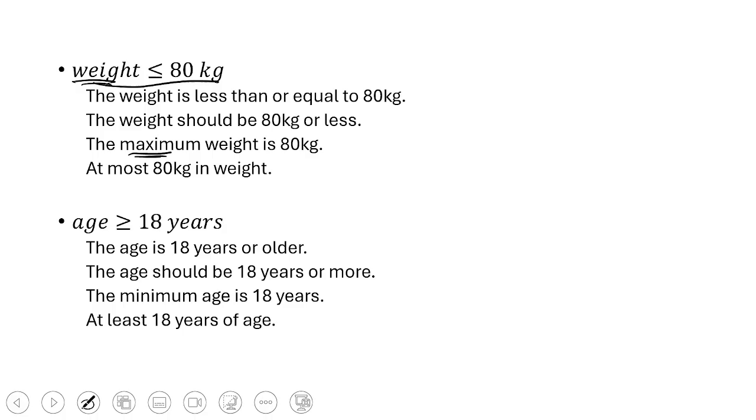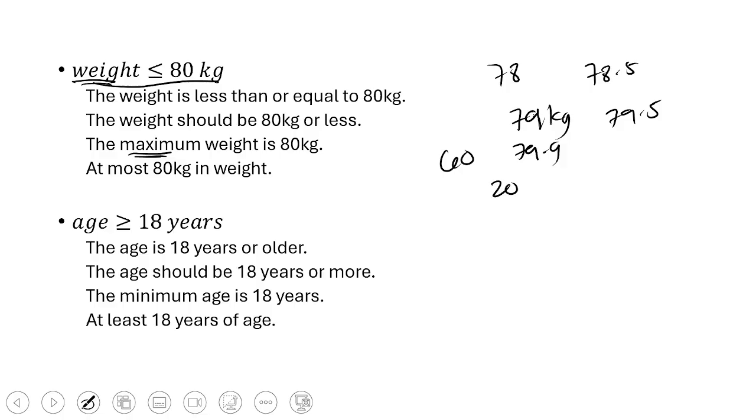So when we say maximum, this is the biggest number that we would accept. You would accept 79 kilograms, 79.9, 78, 78.5, 79.5. You would even accept 60, you would accept 20, anything that is less than 80 kilograms. So again, please note that is how we interpret maximum. Maximum is the biggest acceptable value. The last phrase that we have here, or the last sentence, we can say at most 80 kilograms in weight.